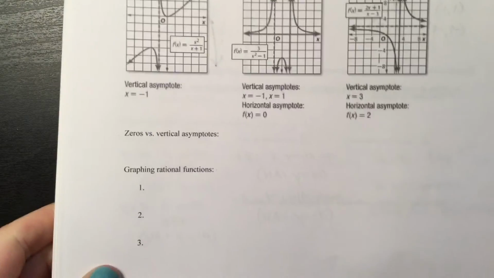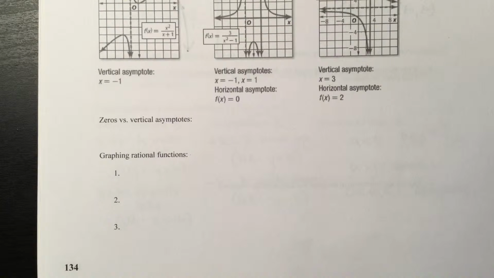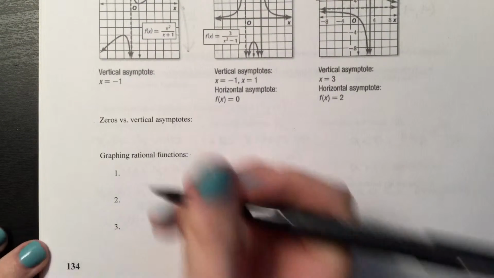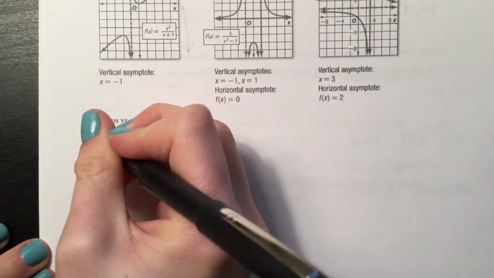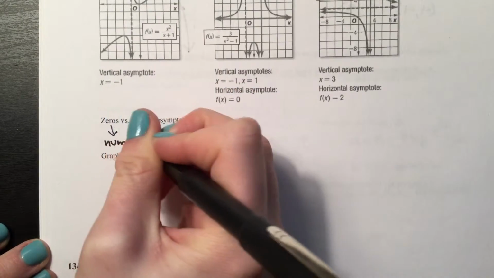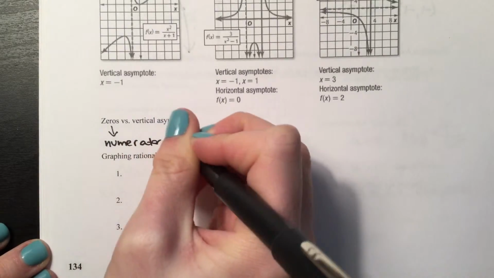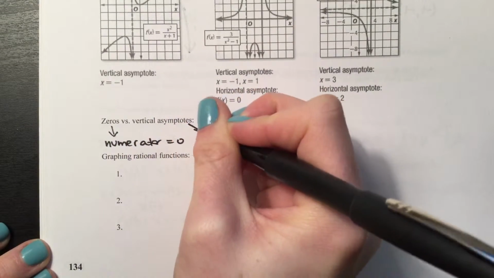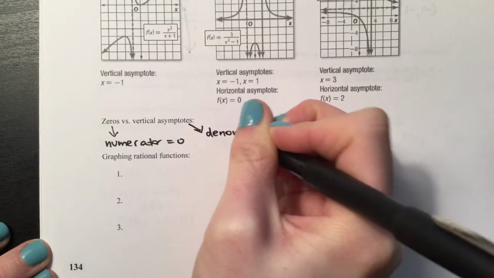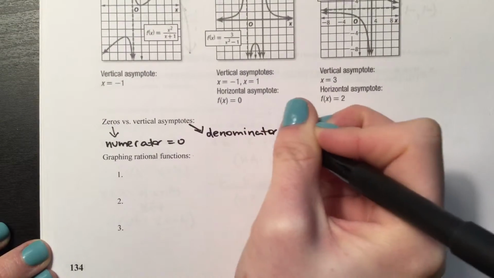We're going to write just some more details here on actually graphing these rational functions. So zeros versus vertical asymptotes. People have a tough time with these. One thing to keep in mind is the numerator versus the denominator. So the zeros are when the numerator is equal to 0. The vertical asymptotes occur when the denominator is equal to 0. So zeros are when the numerator equals 0. Vertical asymptotes are when the denominator is equal to 0. So do your best to keep those straight.